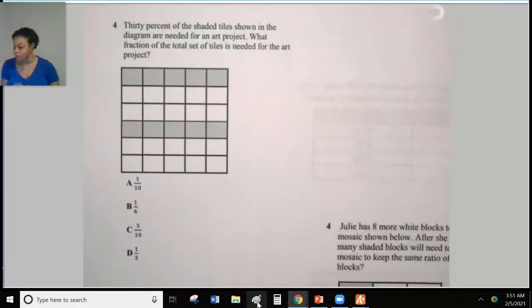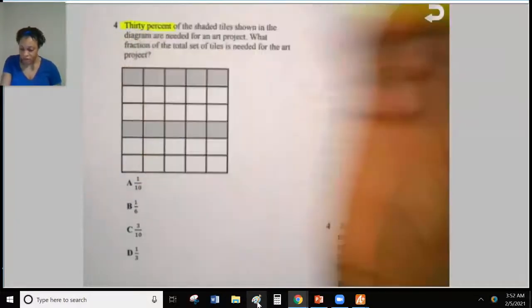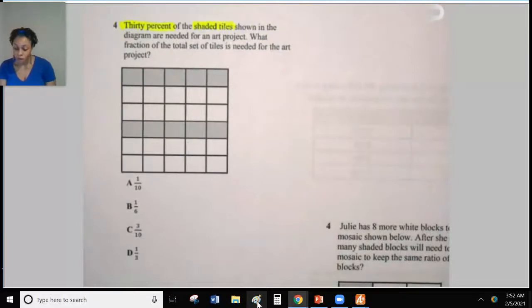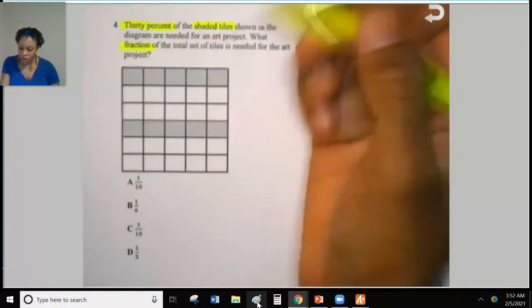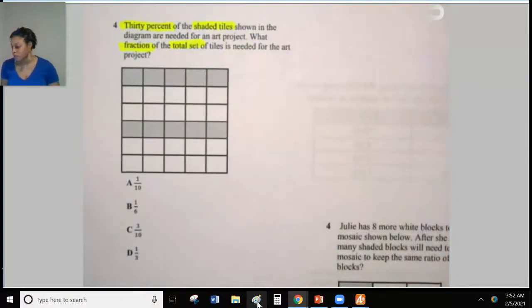We're going to jump right into some word problems. This problem says 30% of the shaded tiles shown in the diagram are needed for our art project. So we're going to highlight 30%, of the shaded tiles shown in the diagram. What fraction of the total set of tiles is needed for the art project? So there's some specific things that they're telling us. They're telling us that the shaded tiles represent 30%.